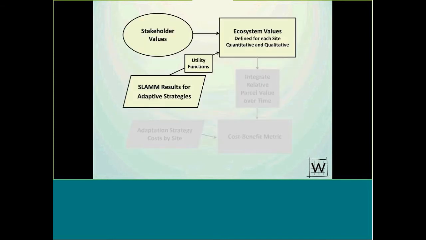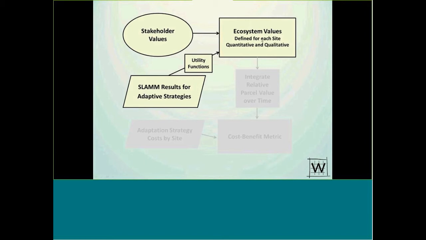And so I want to focus now on the upper part of this, where we created a microeconomic model to try to define the ecosystem values, the relative ecosystem values for each site. And just to be clear, this is a microeconomic model, but one that tries to maximize utility. It does not try to maximize dollars as many economic models do. So we define a relative utility of each site, and we define these utility functions which help us go from a SLAMM result to a benefit.